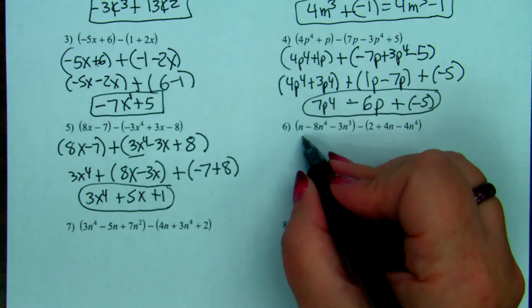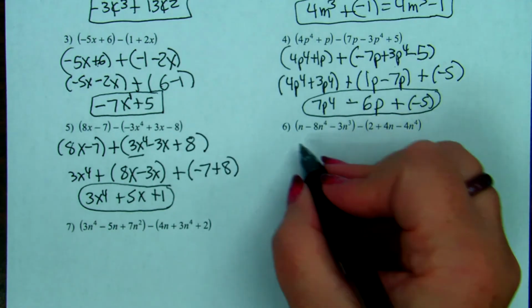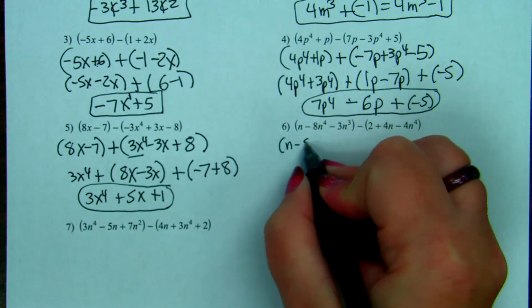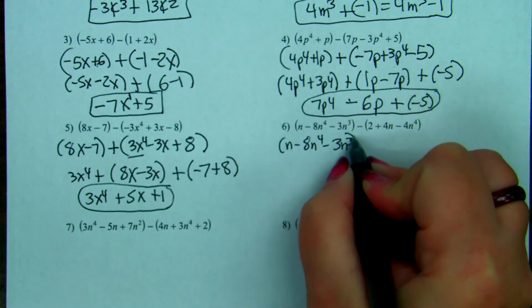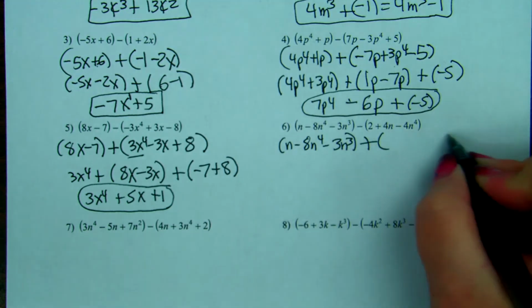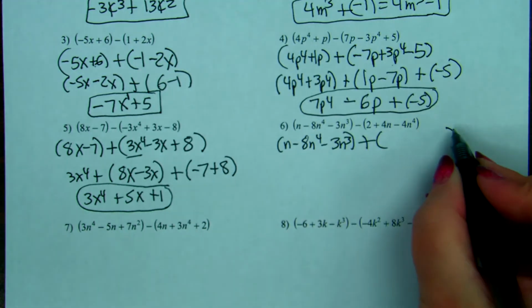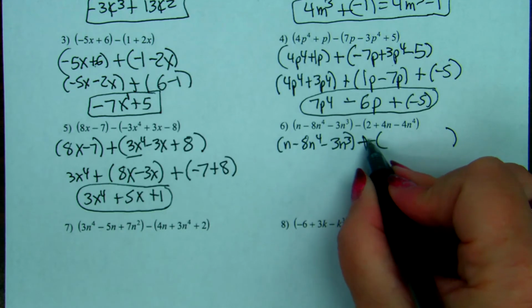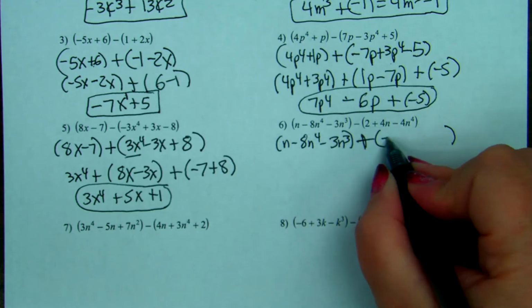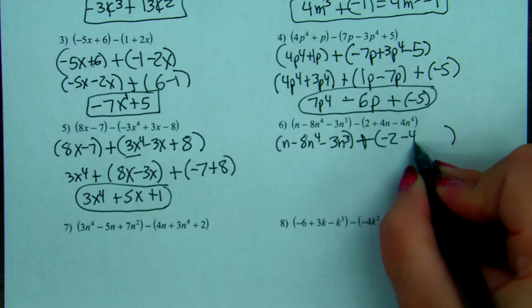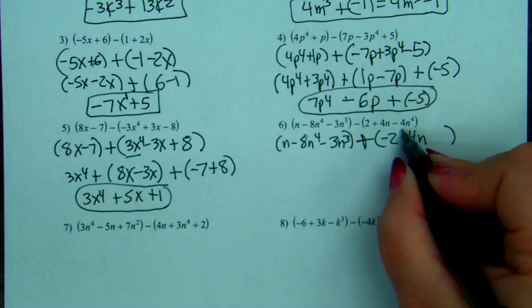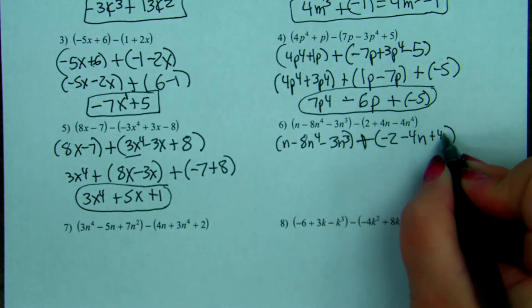Here, we write the first expression the same, plus, and then the second one we distribute the negative. We change to add the opposite. Opposite of 2 is negative 2. Opposite of 4n is negative 4n. And opposite of negative 4n squared is plus 4n to the 4th.